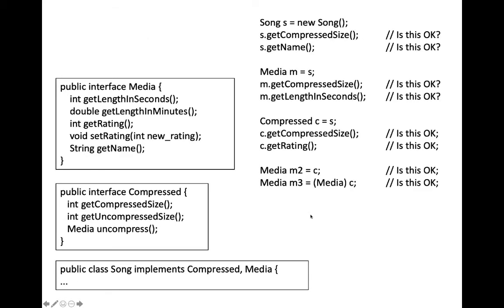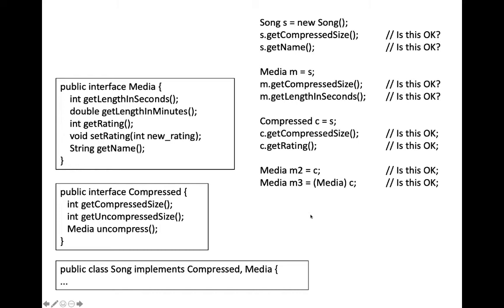Okay. So let's do a little call and response here, right? Let's say our situation is like this, where we have our interface media with all these things, and we have our interface compressed, and we have a song class that implements both compressed and media, right? So now we start at the top of our little example code. We've created a new song object that we have a reference to in S. And now I'm asking, can I call getCompressedSize using my reference to a song, right?